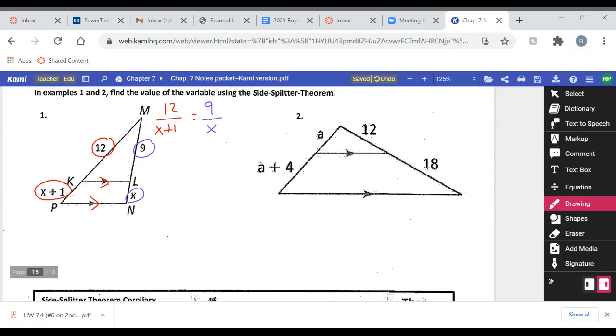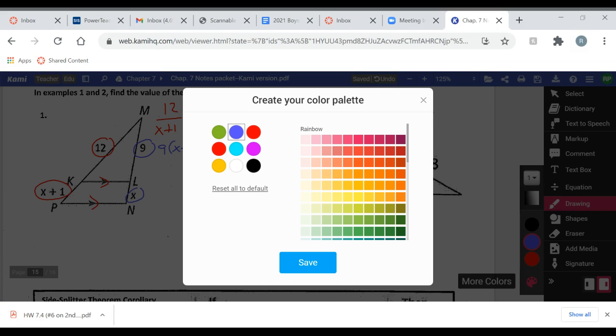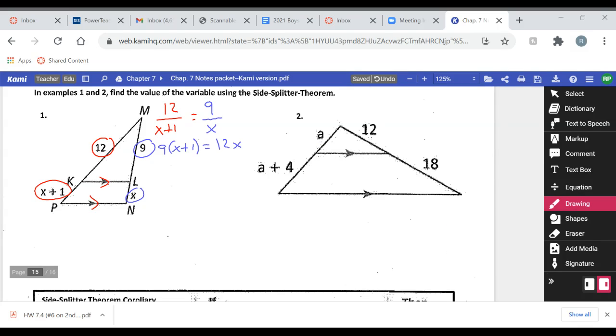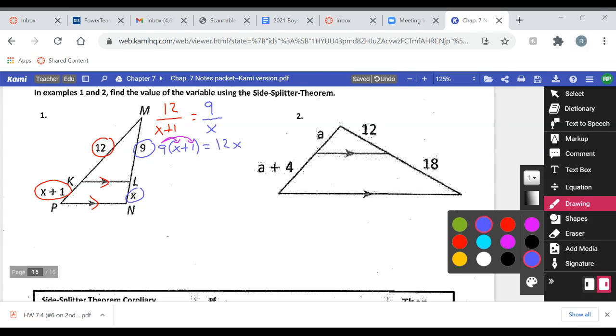Okay, and so then once I cross multiply, I can say 9 in parentheses x plus 1 is equal to what I multiply in the other diagonal, which is 12x. I think it's very helpful to write the x plus 1 in parentheses, because seeing those parentheses will help me distribute that 9. It'll help remind me to distribute that 9. So I think that's important.